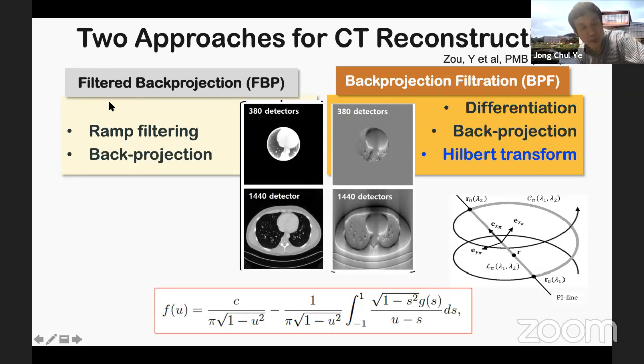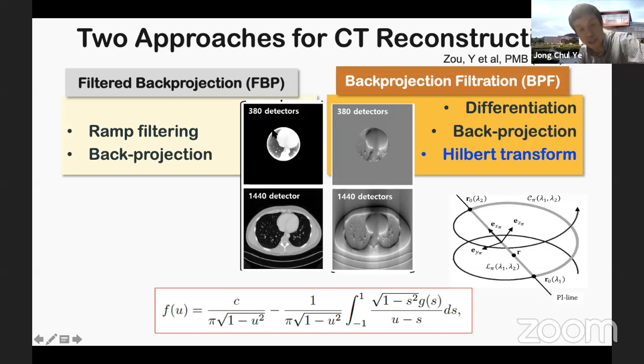For example, previously we knew the filtered backprojection approach. We do the ramp filtering first and then do the backprojection. But the problem with this approach is, for example, if the detector is truncated, such as in ROI imaging, just imaging the ROI, then because of the detector truncation, if you calculate the ramp filtering, there is a singularity at the boundary.